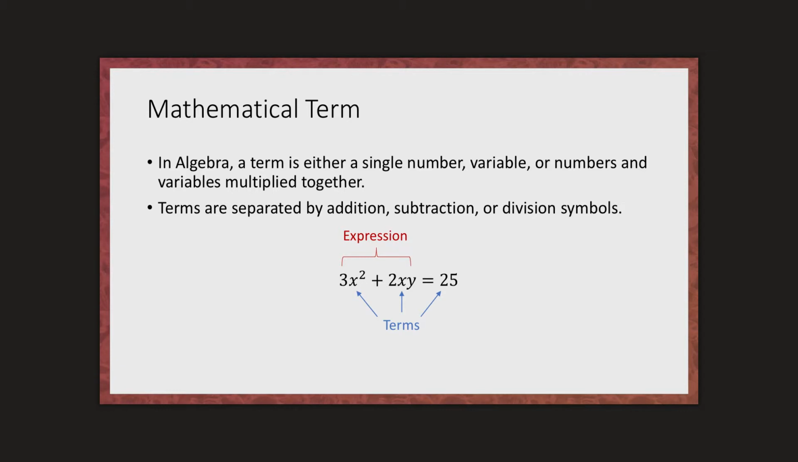In this problem, we have three terms, 3x squared, 2xy, and 25. A grouping of terms separated by addition, subtraction, or division is called an expression. Here we have an expression, 3x squared plus 2xy. We also have this written into an equation because we have an equal sign and numbers on either side.